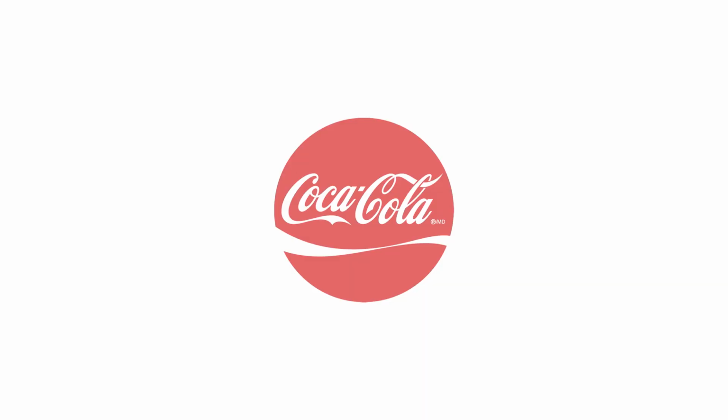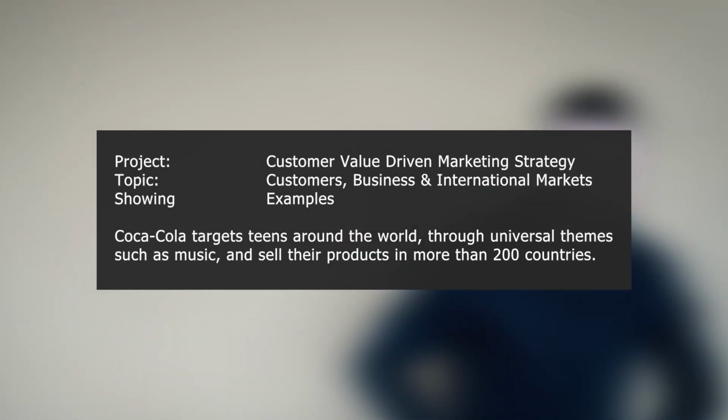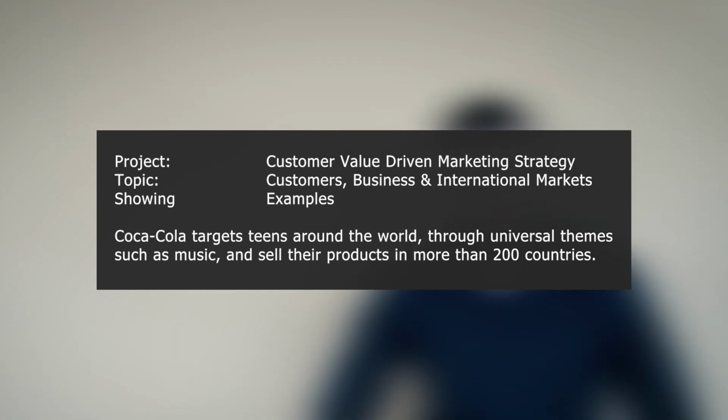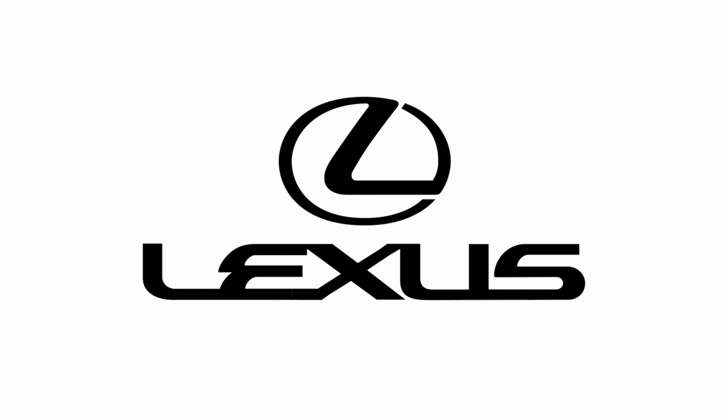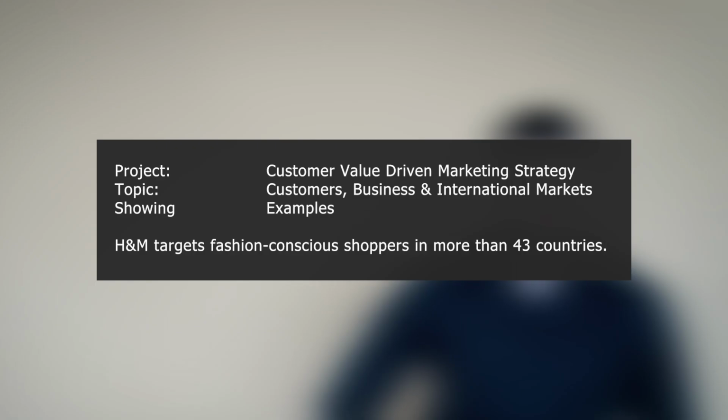Let's see an example. As an example, Coca-Cola targets teens around the world through universal themes such as music and sells their products in more than 200 countries. Lexus targets the so-called global elite regardless of their country. H&M targets fashion-conscious shoppers in more than 43 countries.